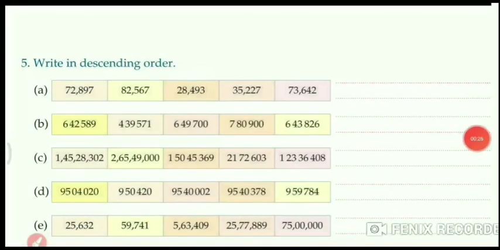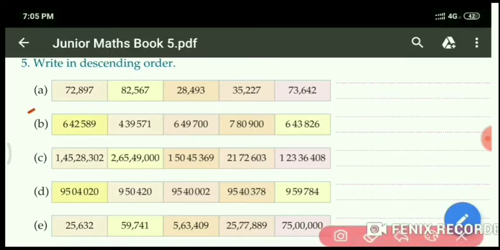You can see on the screen this one question: write in descending order. So descending order means what? Bigger to smaller number. So we have to write all these numbers in descending order, bigger to smaller number only. So how to find descending order? Let us see here the solution of this question.